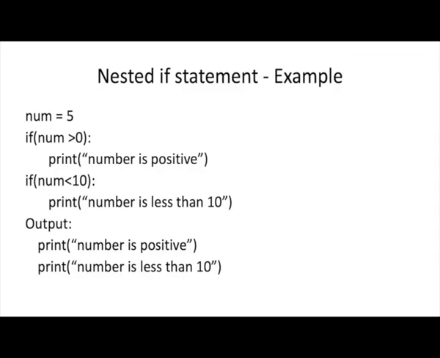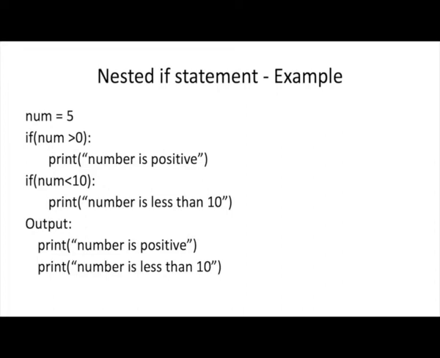Here the value 5 is initialized to the variable num. If num greater than 0, then print "number is positive". If num less than 10, print "number is less than 10". So, here since the value initialized to the num variable is 5, the first condition checks num greater than 0. Yes, the condition becomes true. Therefore, the print statement displays "number is positive".